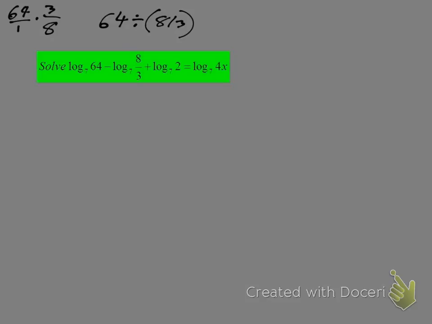8 goes into 64 how many times? 8. 8 times 3? 24. So log base 7 of 24 plus log base 7 of 2 equals log base 7 of 4x.